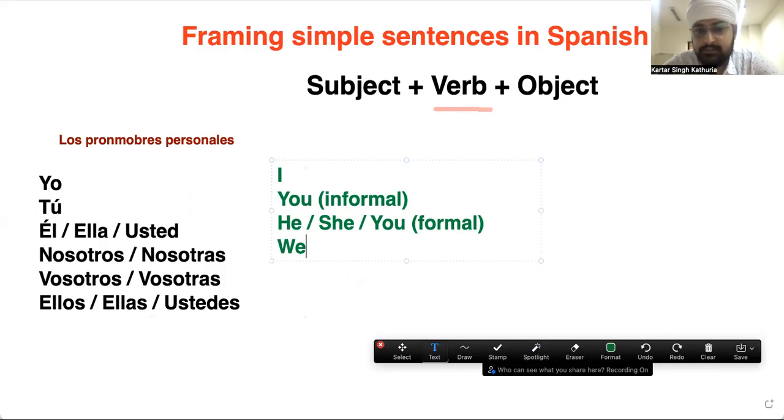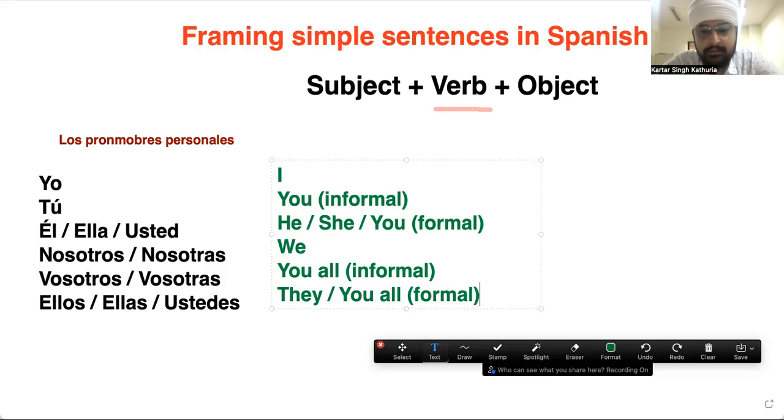Nosotros and nosotras means we or we all. Vosotros, vosotras, you all, informal. Ellos, ellas, they, and ustedes, you all, but formal. So these are the personal pronouns, very important. These words tell us who is doing the action.